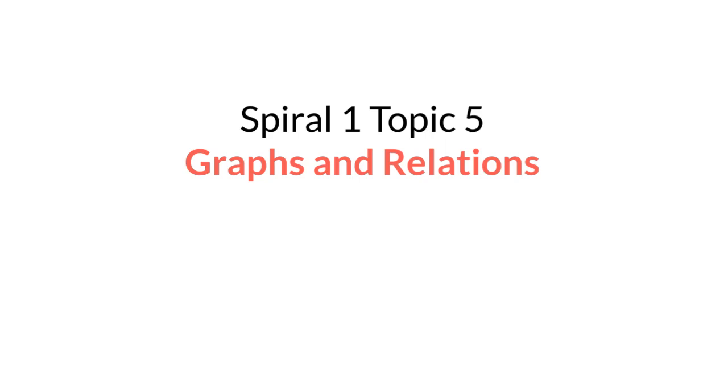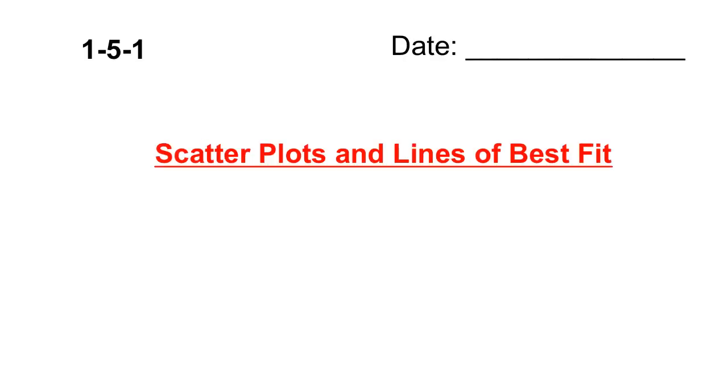Hello everyone. We're in the last topic of Spiral 1. It's all about graphs and relations. So we're going to look at what those are and how we work with them over the next series of lessons. Our first lesson is on scatter plots and lines of best fit.